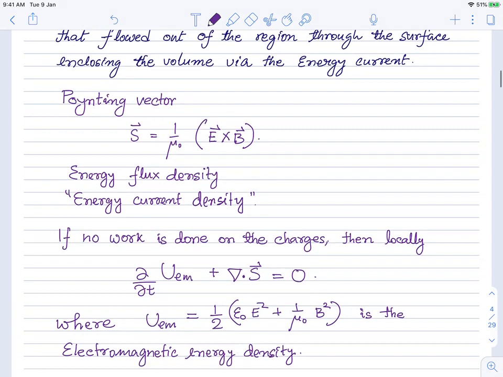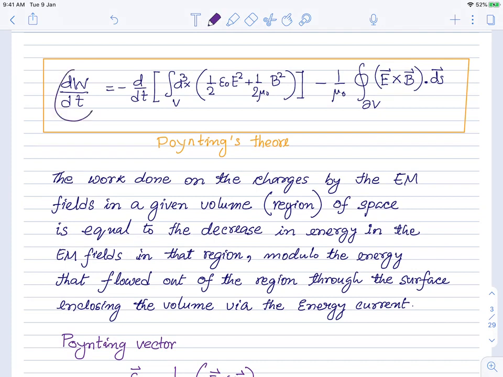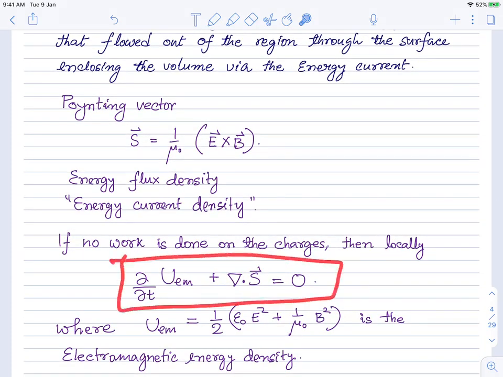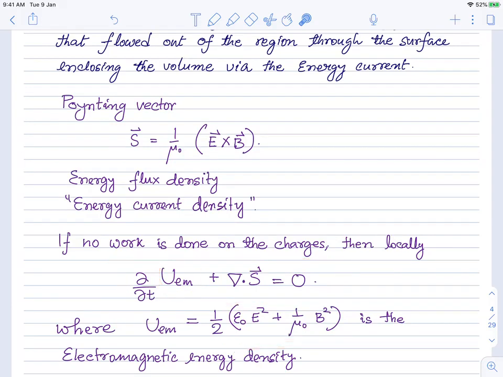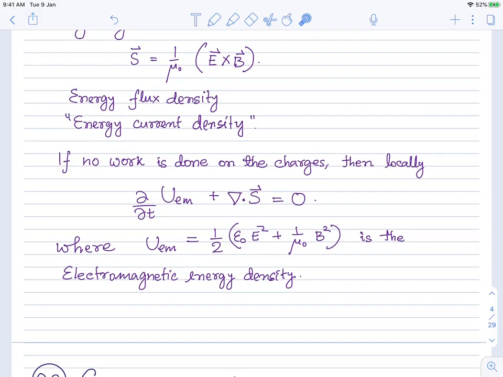But in the absence of, let's say, there are some electric and magnetic fields in some region, and there are no charged particles on which they can do work, then this term goes to zero, and if this is zero, then we have a local statement of energy conservation. This U_EM is the energy density, which is given by this expression, and this divergence of S is basically the energy current density, and this expression is exactly the same as the charge conservation equation.